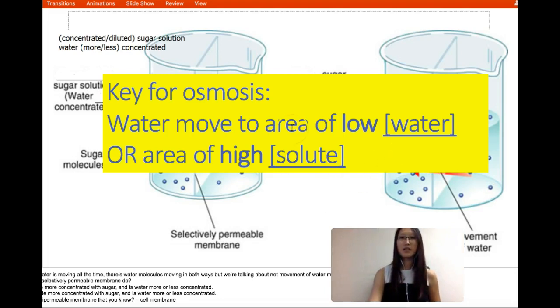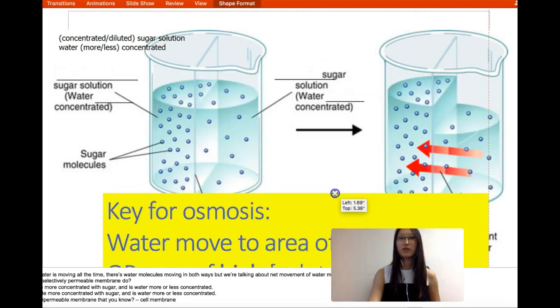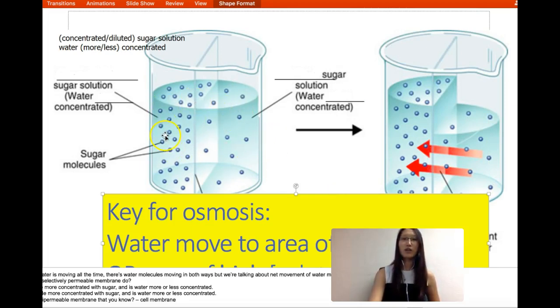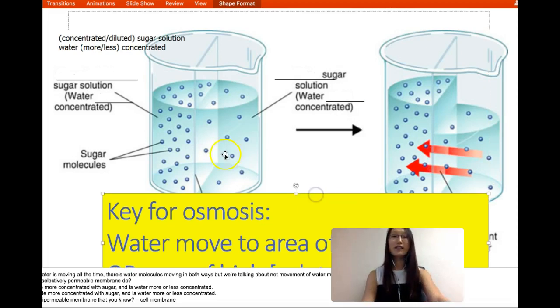So in this picture, if we move this over, you can see that we have an area of high water concentration and an area of low water concentration through a selectively permeable membrane. Remember, biology is all about selectively permeable membranes. In this case, this selectively permeable membrane only allows water to pass through, but not the sugar molecules.